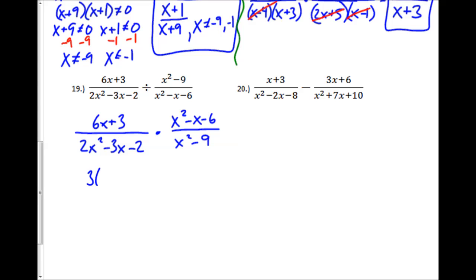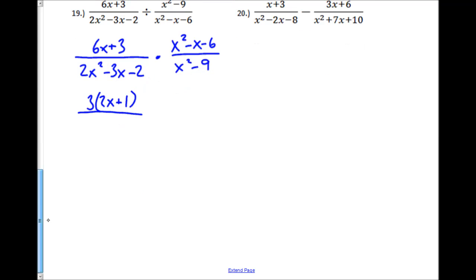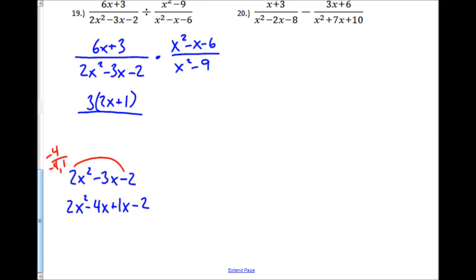I have this numerator, I can factor out a 3, which leaves me with a 2x plus 1. This denominator, once again, I might have to take this off to the side a little bit just to work this out. I'll take it down here. So I've got 2x squared minus 3x minus 2. I build a bridge. That gives me a negative 4. The two numbers that multiply to a negative 4 but add to a negative 3 are going to be a negative 4 and a positive 1. Can't use my shortcut, so I've got to split up that middle term and do my factoring by grouping.